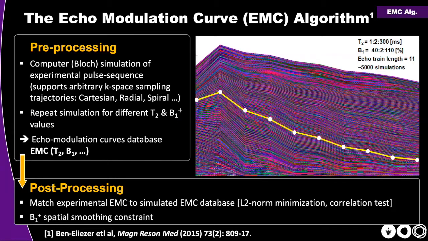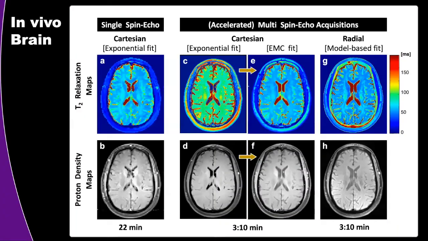So we have this technique that can map T2 values, and I'm showing you a quick example of running a single spin echo experiment for 22 minutes. You get a T2 map that decays exponentially because this is not a multi-echo experiment. And if we use a multi-echo experiment and use exponential fit, you get a biased T2 map. If you use an EMC fit, you get the true values. And this can be applied for Cartesian or for radial scans.